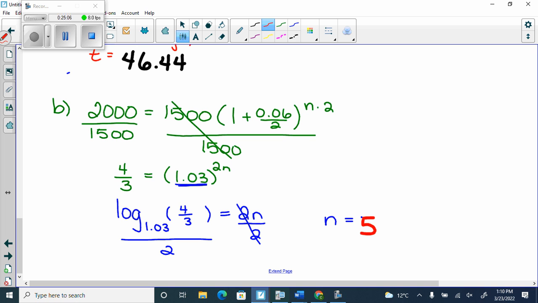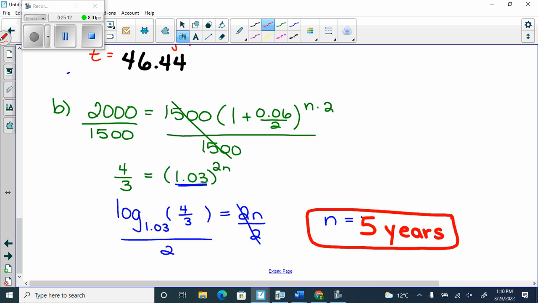Was I correct or was I incorrect? You were correct. There we go. So it's 5 years. It would take for this to go from $1,500 to $2,000 and make $500 interest, right? Okay, so we can solve all of these now algebraically. We agree? Okay, what if I give you this now, though?